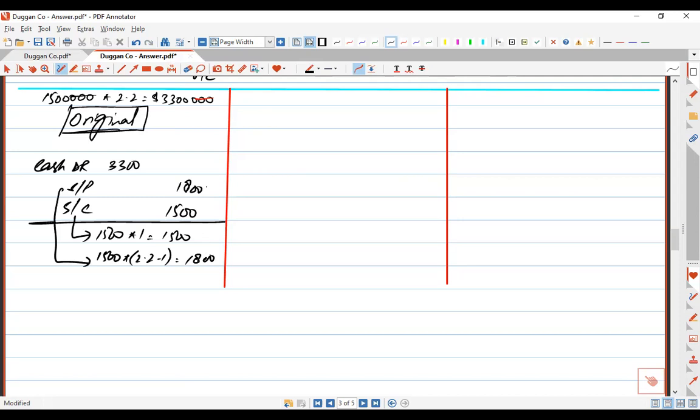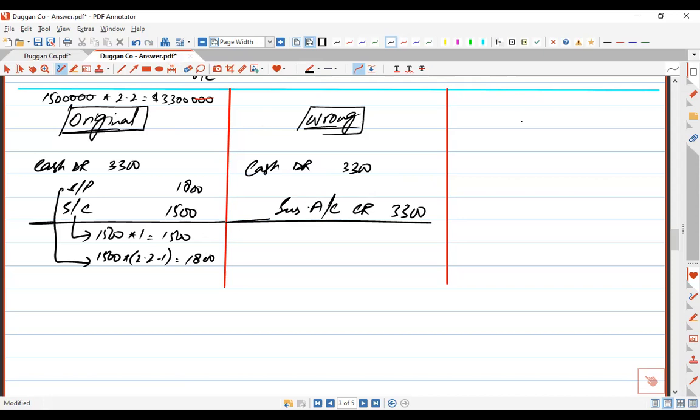So if the accountant is a wise person, then the actual entry should be done like this. But what wrong entry has been made? In the wrong entry, he recorded the cash perfectly, 3300, but instead of share capital and share premium, he credited the suspense account with the same amount of 3300. What is the correcting entry? So what would be the correcting entry? Now this is the thing relevant to us.